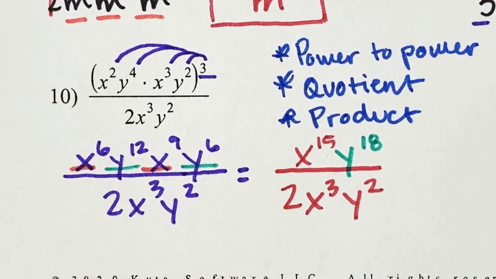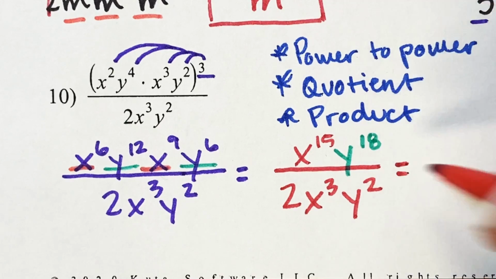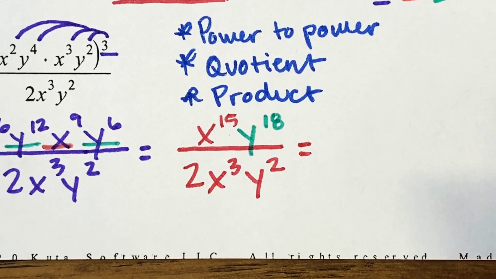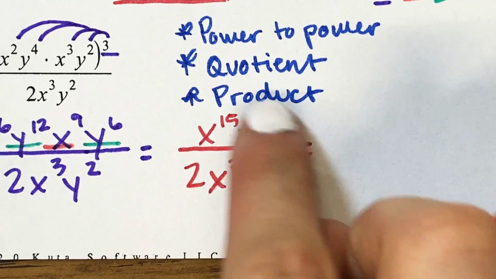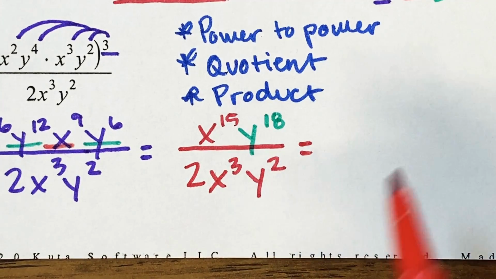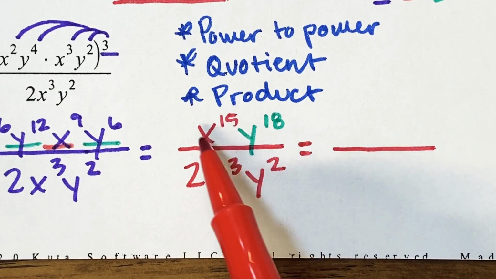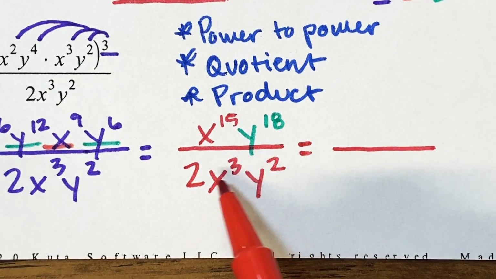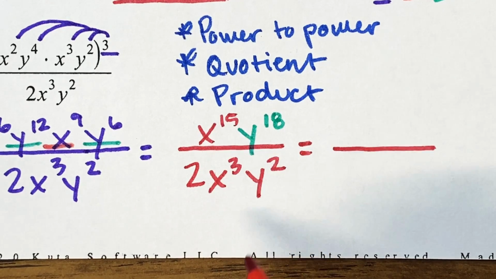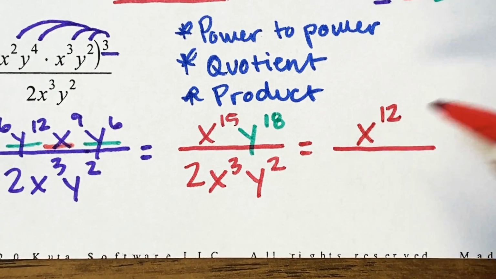Are we simplified? No, we are not. We still have more than one x and more than one y, so we need to combine these somehow. They're being divided, so quotient rule. Let's do our x's first. I have 15 x's on top. Take away 3 on bottom because 3 will cancel, right? How many do I have left on top? We have 12 left on top.